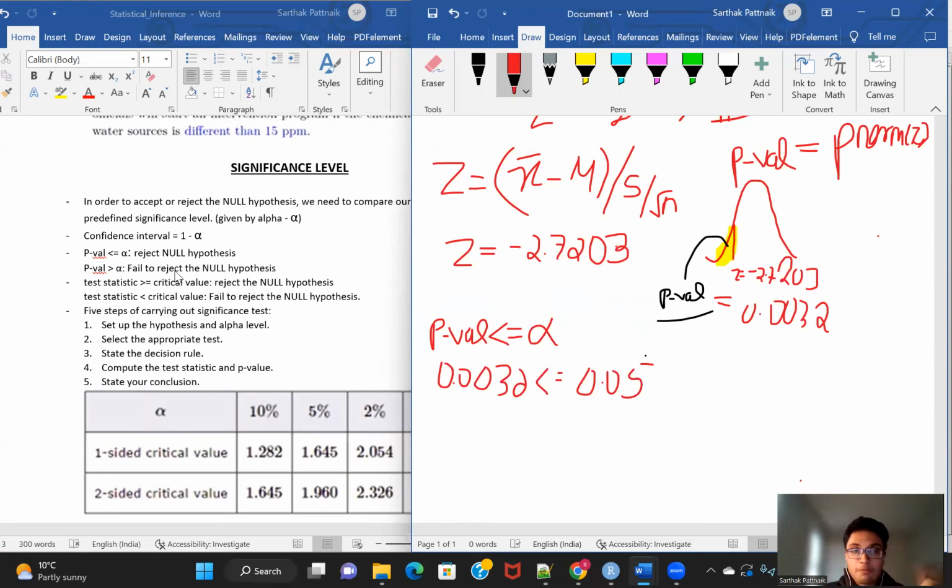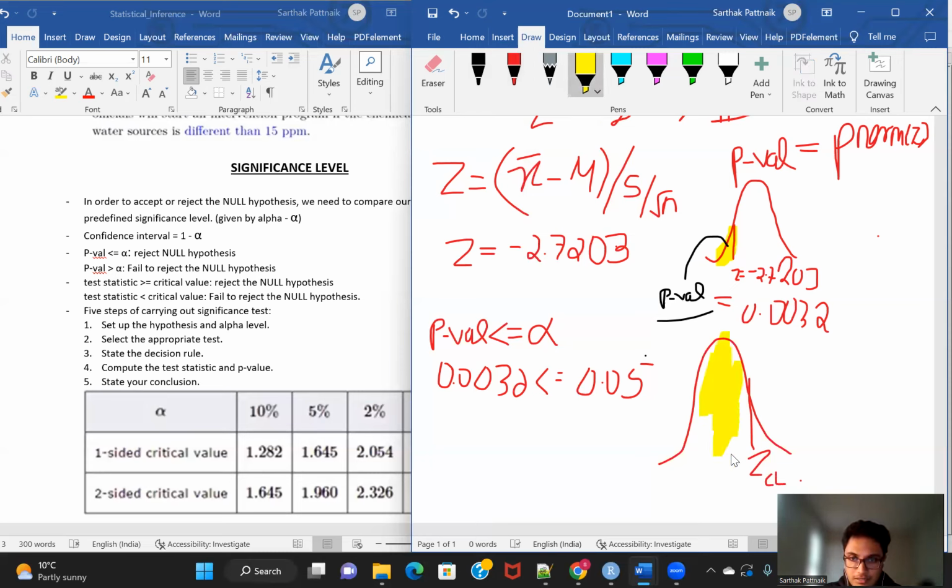Now if you want to do it based on test statistic, then you need to calculate the critical value. Computing the test statistic and p-value is already done, but you need to also calculate the critical value. To calculate it, you already know that it's one-sided. Second, the alpha level is 0.05, so we have to do it along 95% confidence. And finally, this is my critical value.